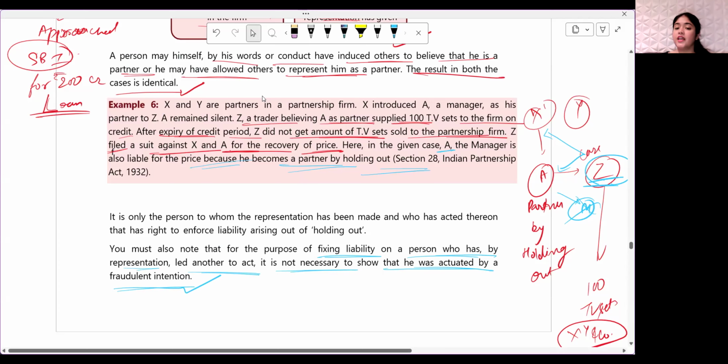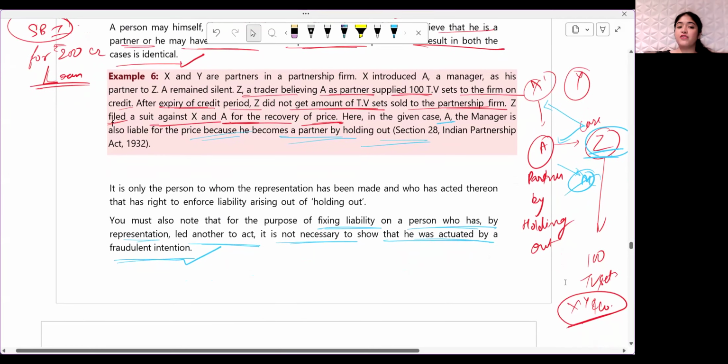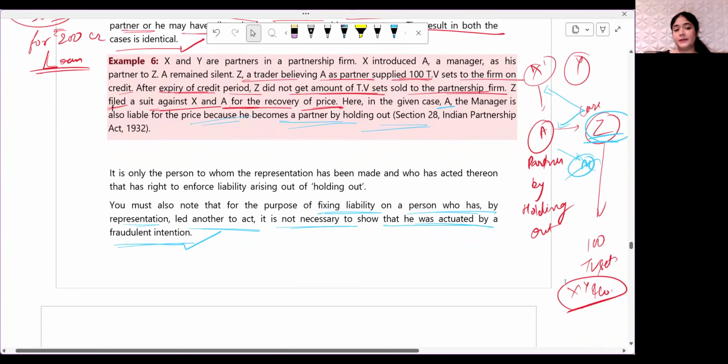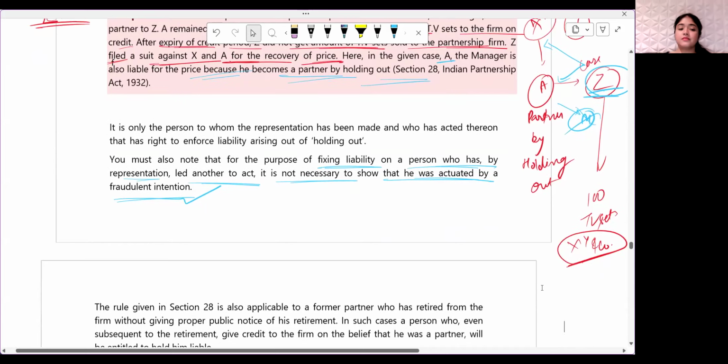It is not necessary that he was actuated by fraudulent intention. He does not have to actually say that he had a fraudulent intention. I wanted the 100 TV sets immediately, that is why I told A is the partner. Or else I wouldn't have got the TV sets. So you don't have to be truthful or honest over there.